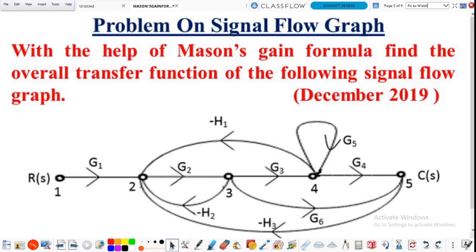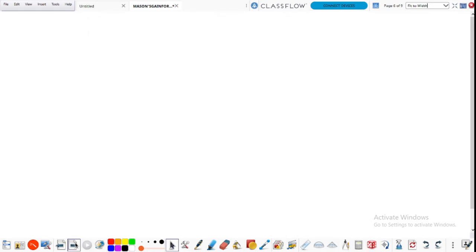is 1 minus sum of individual loop gains plus sum of gain products of all possible combinations of two non-touching loops minus sum of gain products of all possible combinations of three non-touching loops plus and so on. And P suffix k is the forward paths, and delta k is the delta for that part of the graph which is not touching the kth forward path.